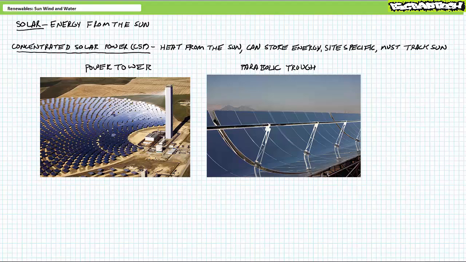A power tower uses a tower, hence the name, in the center of a field of rotating mirrors that tracks the sun. As the sun moves through the sky, the field of mirrors reflects the collected sun onto a fluid-filled thermal receiver at the top of the tower.